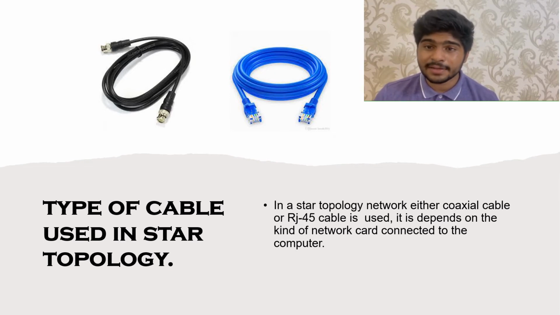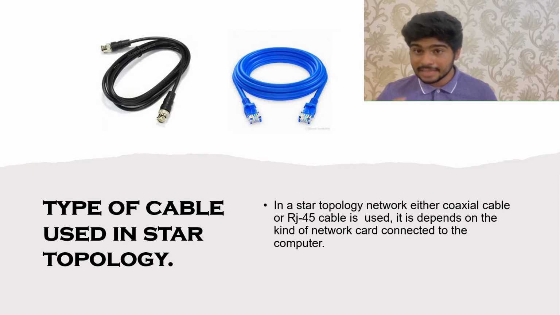A coaxial cable's function is as a transmission line for radio signals, while an RJ45 cable's function is as the main source of transferring data. This also concludes that a star topology is for transmitting radio signals and transferring data. So that's all from me.